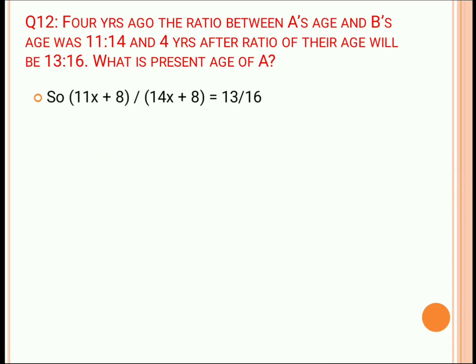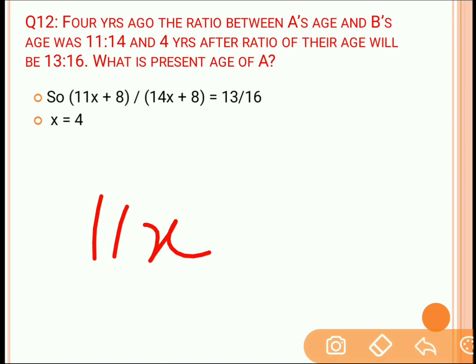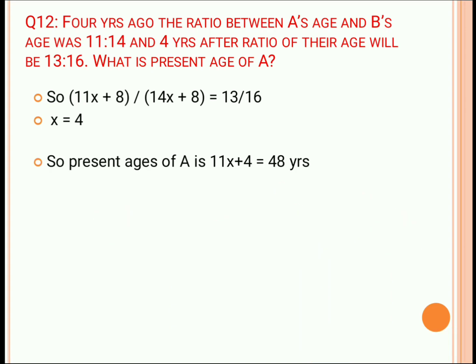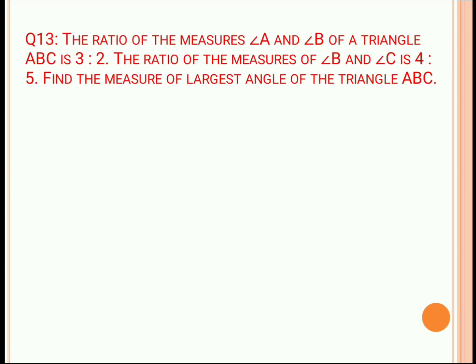From this we can find the value of x by cross multiplication, and x is equal to 4. So if x is equal to 4 and 11x was the age of A 4 years before, then presently the age of A will be 11x plus 4, which is 44 plus 4, and that is equal to 48 years. So the present age of A is 48 years. Let's move to the next problem, question number 13.